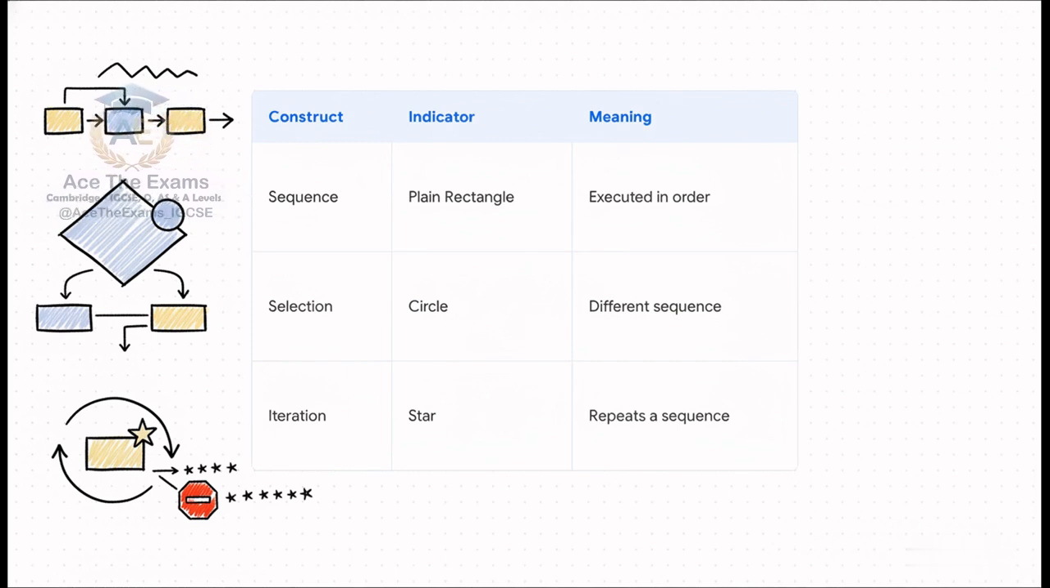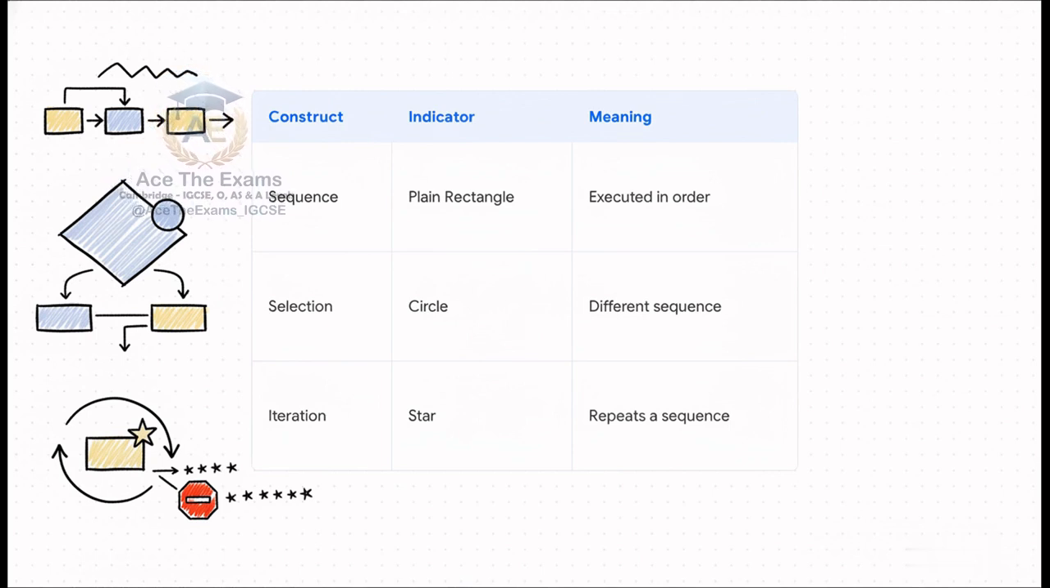Listen closely, because Cambridge examiners are strict on this. A plain rectangle represents a sequence, meaning the code is executed left to right in the order it is written. If your code needs to make a decision, a selection, you absolutely must indicate that with a small circle in the top right of the rectangle. And if a process needs to repeat, an iteration, you mark it with a star in the top right.